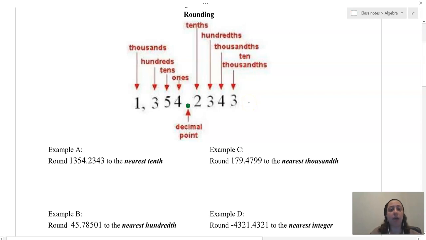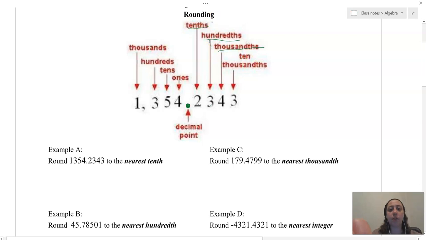And if we have the decimal point, the number that comes after it on the right is the tenths place. After that, we have the hundredths place. The third number after the decimal is the thousandths place.